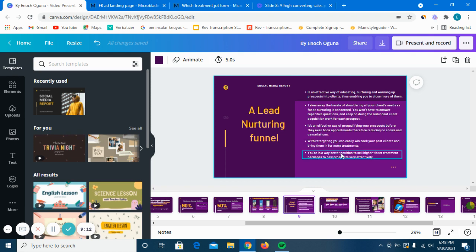And then the last one is you're in a better position of selling higher ticket treatments effectively. Now, number one, because you're giving them all the information that they need. Number two, you are making them know you. You're making them know about your treatments, and you're getting them to like you by educating them about the treatments. And with that, they also get to trust you.